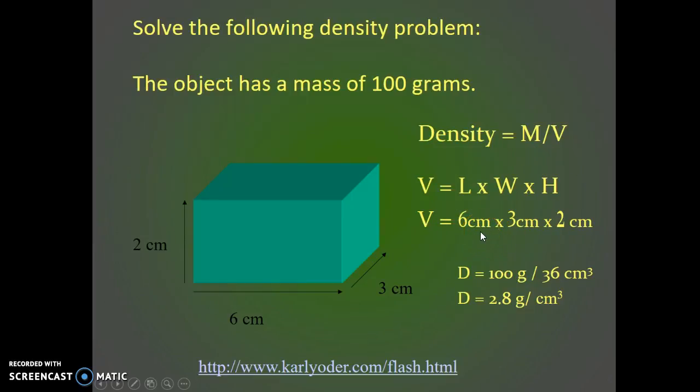So using these dimensions, our height, our length and our width, we can calculate the volume of this object. So we find the volume of the object using length times width times height. And that gives us 36 cubic centimeters. Cubic centimeters because we have 1, 2, 3 dimensions, cubic centimeters.